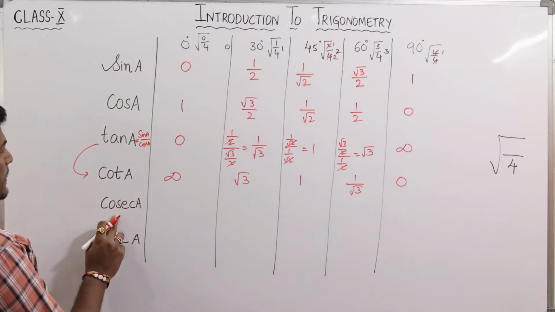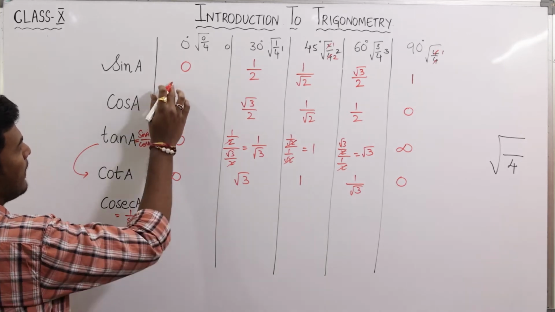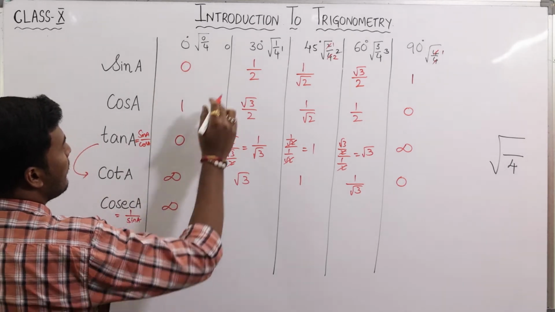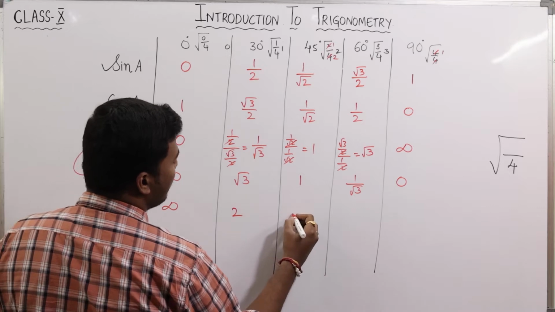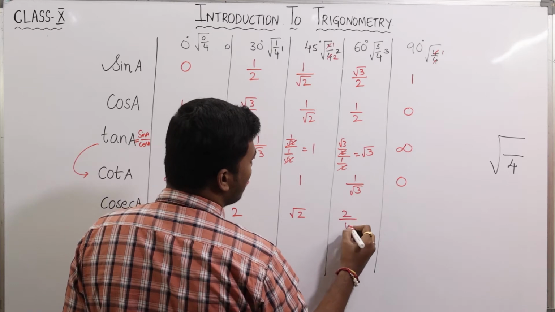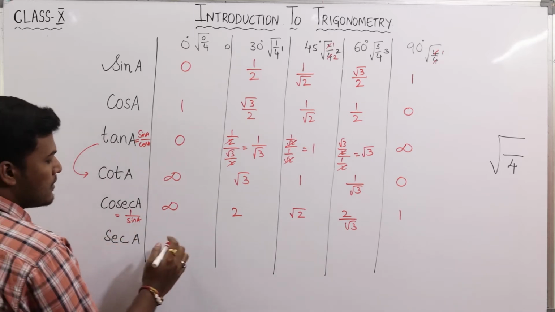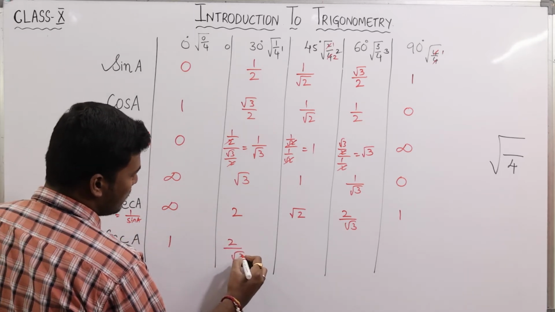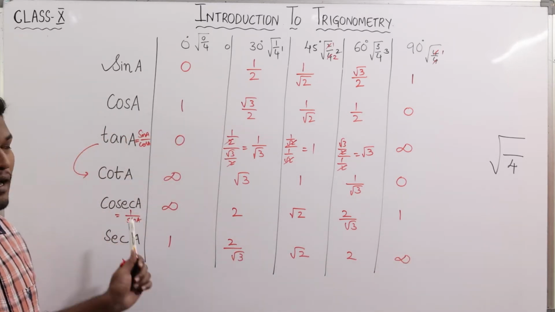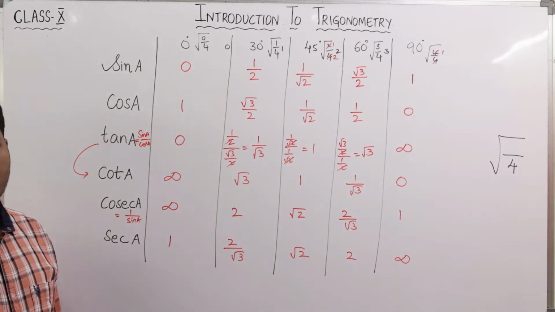Okay, now cosecant is nothing but 1 by sine. So just divide 1 by the sine values, then you will get the cosecant values. That is 1 by 0 is again not defined. 1 by 1 by 2 will become 2. 1 by 1 by root 2 is root 2. 1 by root 3 by 2 is 2 by root 3 and 1 by 1 is 1. If cosecant values are reversed, we will get the secant values: 1, 2 by root 3, root 2, 2 and not defined. So this is how we find the values using trigonometry.